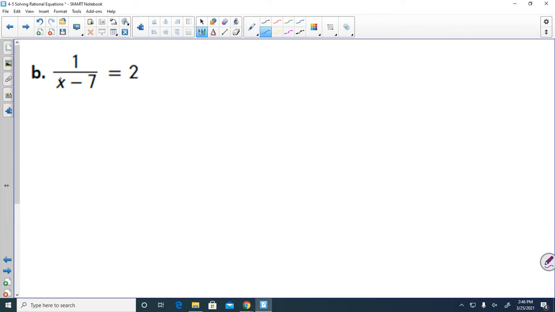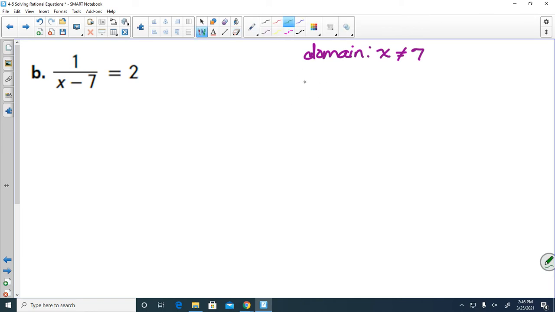Let's see, I look at the domain. I need to think, okay, what would x be that would cause this denominator to be 0? x is not allowed to be positive 7, because if x were 7, 7 minus 7 would be 0. Then I would be dividing by 0. So x is not allowed to be 7.